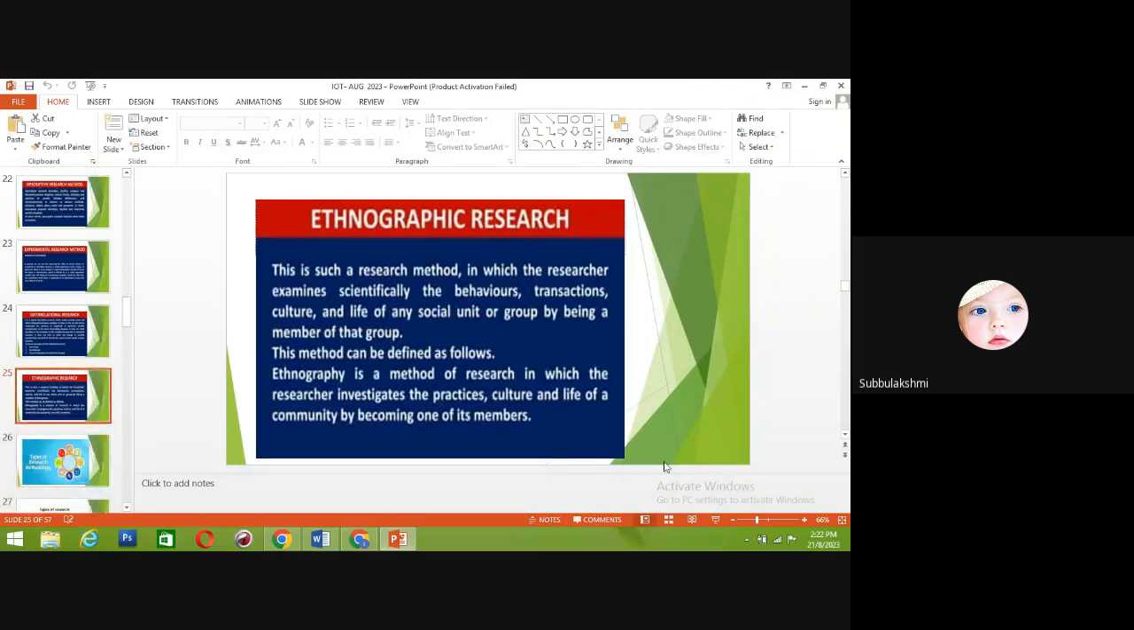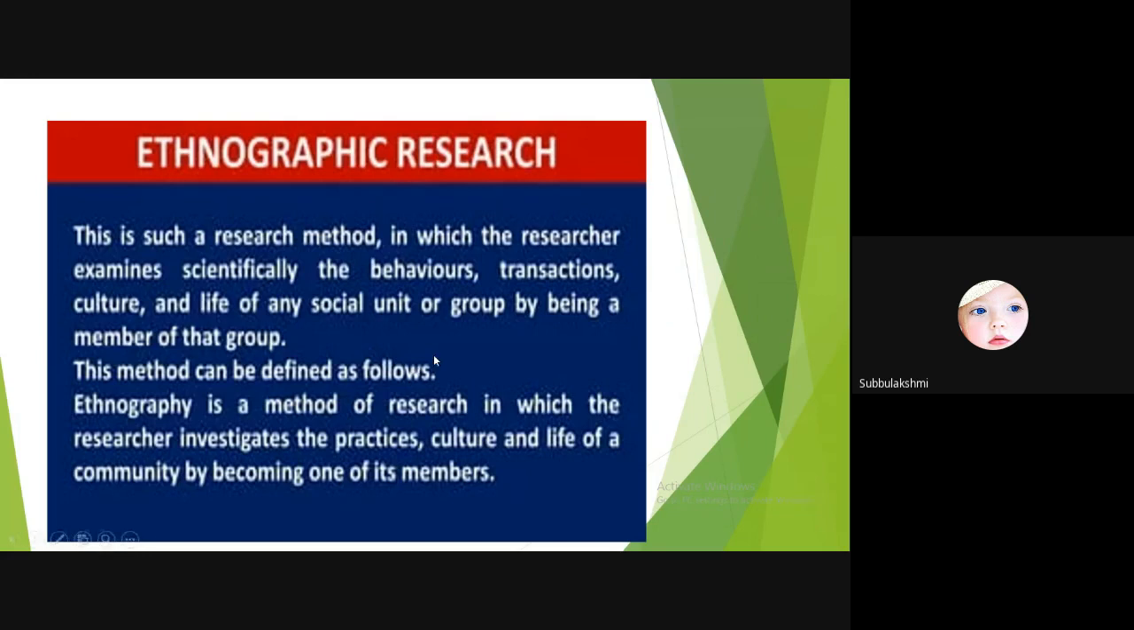Yes. So the next method of research is ethnographic research. The term ethnography talks about something that is connected with society, culture, behavior, right? So this is the area that we have taken, whether we can find if it is in any way connected with the culture.